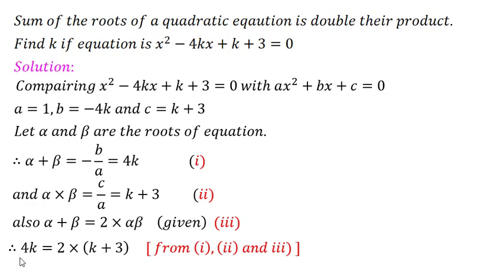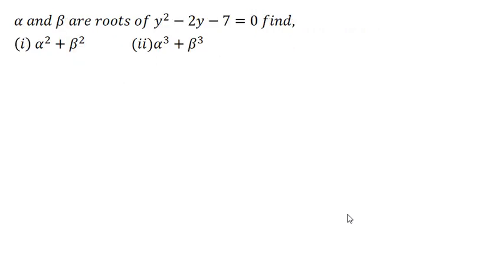So 4k equal to 2k plus 6. Now after simplification I will get 2k equal to 6, that gives me k equal to 3. So this is how you can find the unknown value. You can find the value of k with the help of the given condition. Simple.